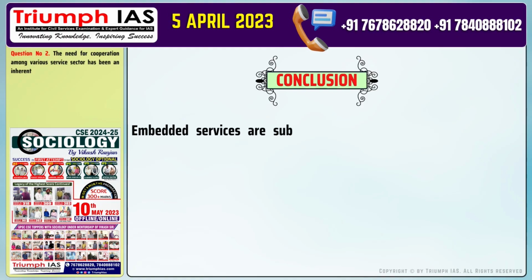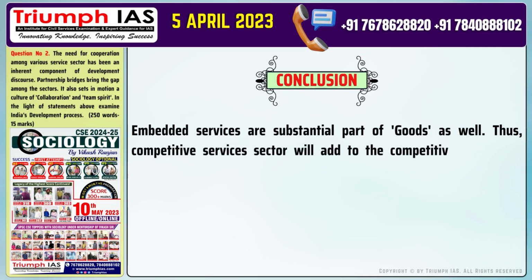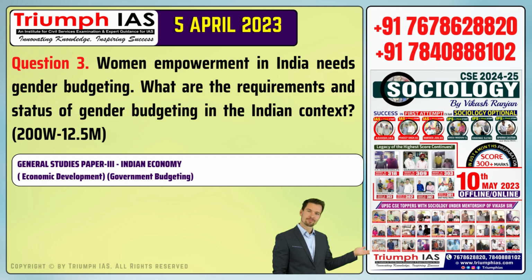Conclusion of the answer is: embedded services are a substantial part of goods as well. Thus, a competitive services sector will add to the competitiveness of the manufacturing sector as well. Question number 3. Women empowerment in India needs gender budgeting. What are the requirements and status of gender budgeting in the Indian context?